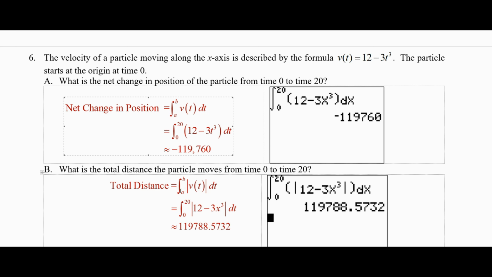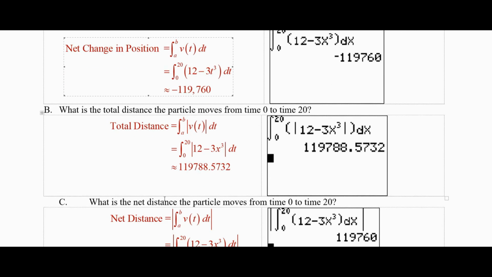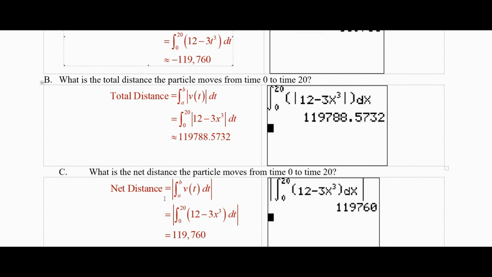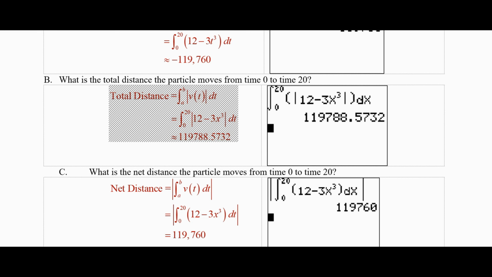The total distance traveled is the integral of the absolute value. Here I did it in a calculator. So there it is, as close as the calculator goes. Now this may be an approximation because this is an approximation technique on the calculator, although with the cubic it should do a pretty good job. So what does that mean? That means if you count all the distance it moved in both directions, this is the total amount of traveling it did.